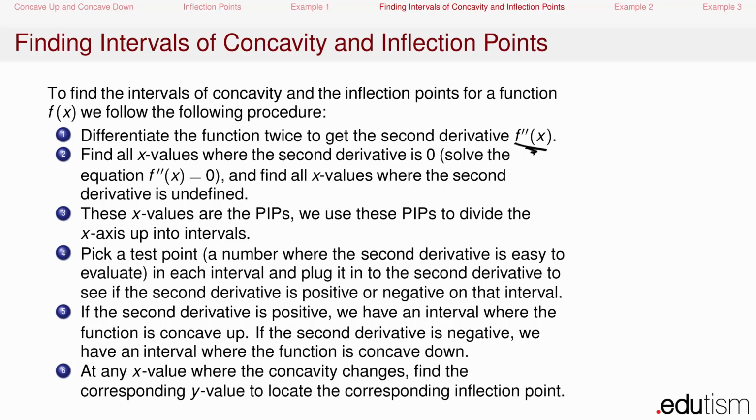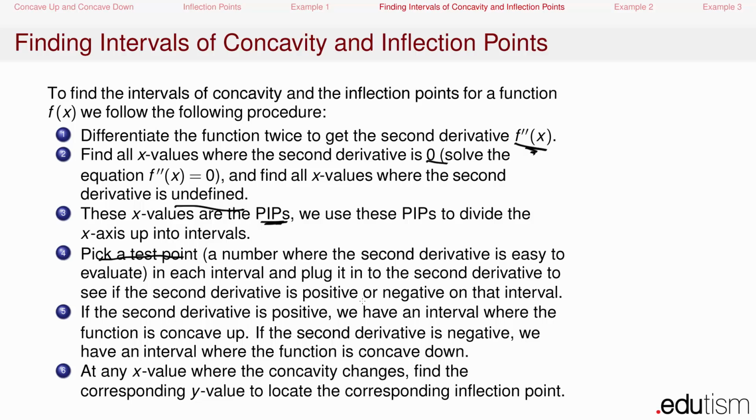Then we're going to find all the x values where the second derivative is 0, and find all the x values where the second derivative is undefined. These x values are your possible inflection points. We use these possible inflection points to divide the x-axis up into intervals. Once you've got these intervals, we're going to pick a test point in each interval, and we're going to plug it into the second derivative.